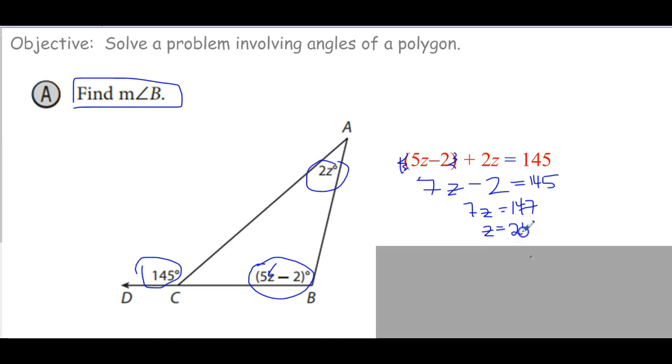So again, here's the urge for kids to circle that like that's the answer, but no. You've got to plug it in here because the question is find the measure of angle B. So 5 times 21 is 105. 105 minus 2 is 103. There's the answer to the question you're asked.